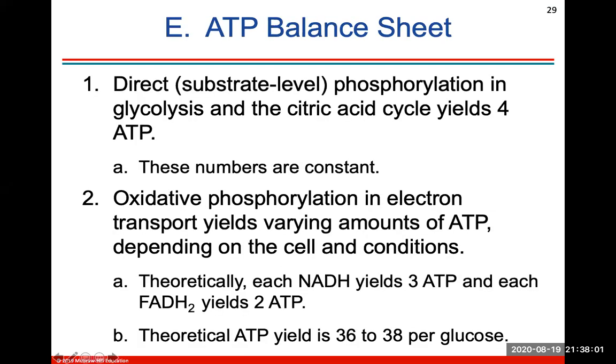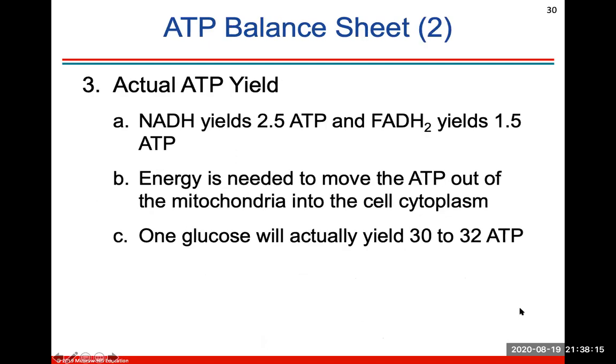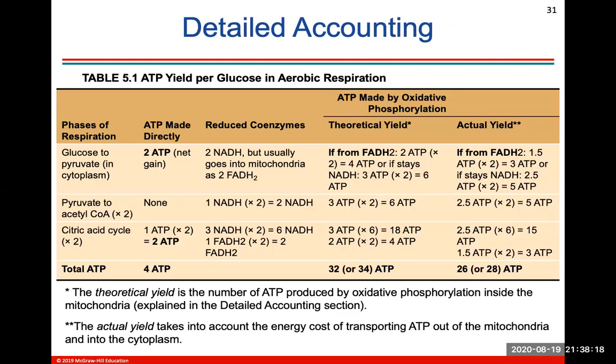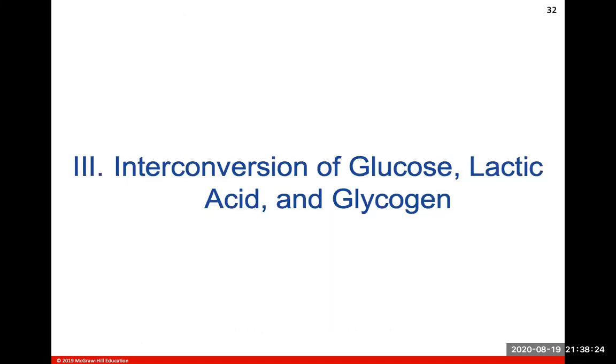ATP balance sheet: basically at the end of the day, you should know that the theoretical ATP yield is about 36 to 38 ATPs per glucose molecule. And you can read through these other, more detailed accountings of how much ATP we get at the end of one glucose molecule.